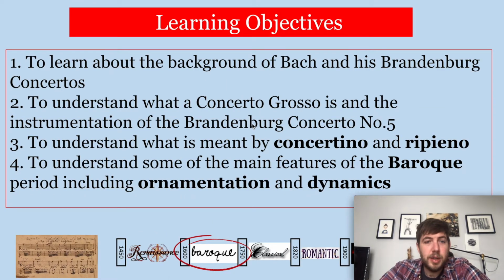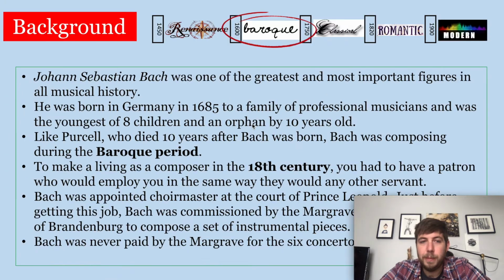In this lesson, we're going to look a little bit at the background of Bach and his Brandenburg Concerto, understand what a concerto grosso is and the instrumentation of the Brandenburg Concerto, understand what is meant by concertino and ripieno, and then look at a little bit about ornamentation and dynamics, just to recap, because we've looked at those in the previous set work. So a bit of a background.